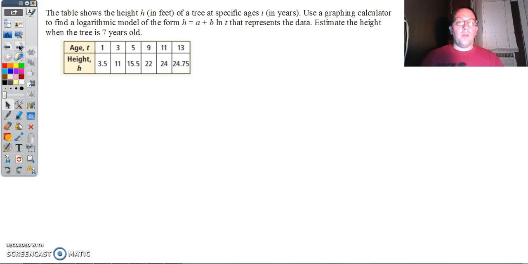Now, what I want you to do is pause the video, do this one. This one's a logarithmic regression, so you're just going to do it in your calculator, and then come back, check your work. Let's see how you did.